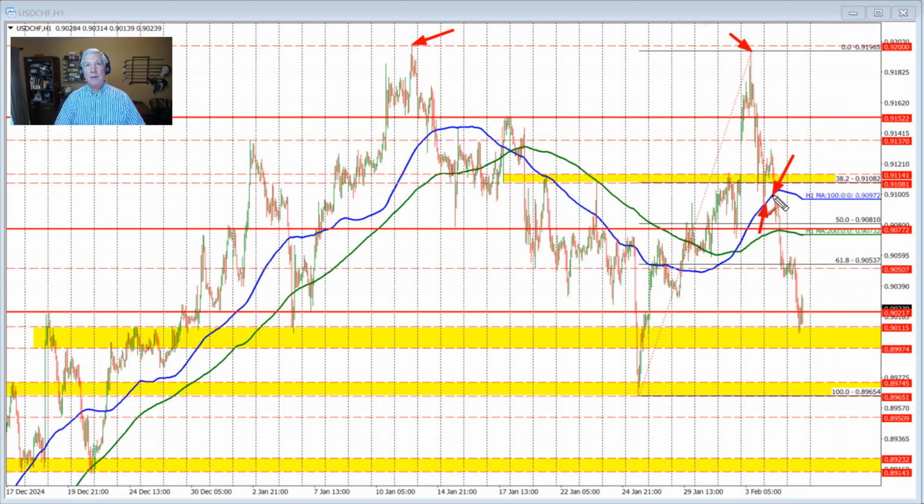But yesterday we fell below the 100, fell below the 200, and fell below the 50% of this move up from the January 24th low to the high price that we saw just on Monday. That opened the door for further selling, which came down toward the 61.8% retrace, where the market traded above and below into the close.